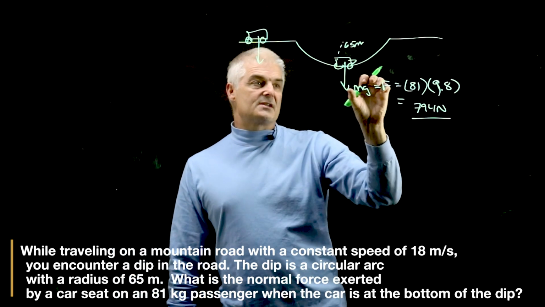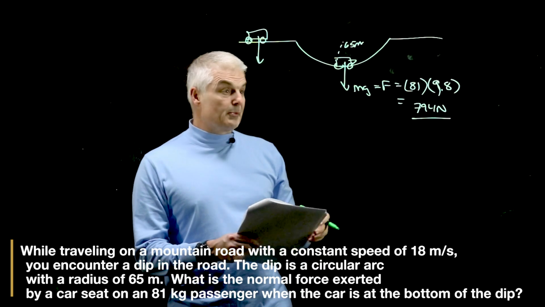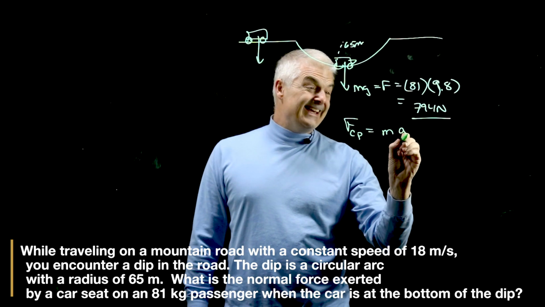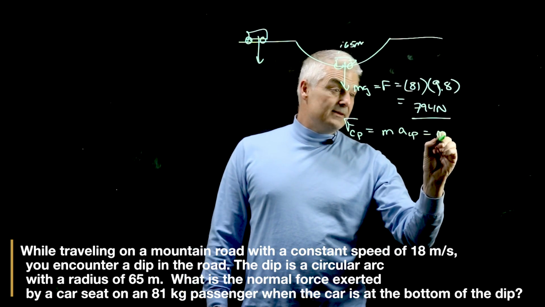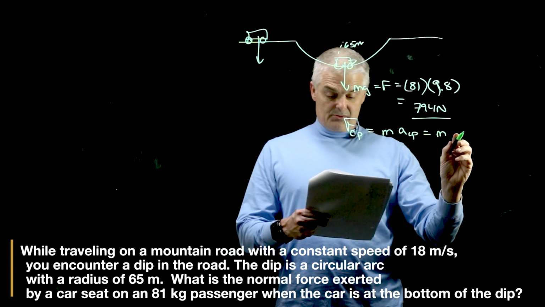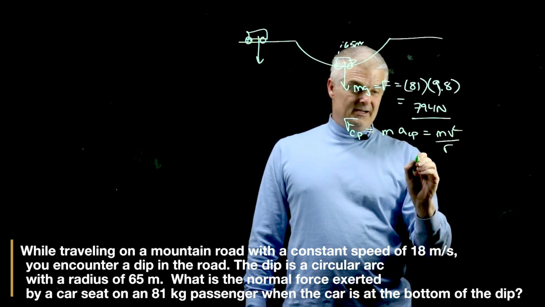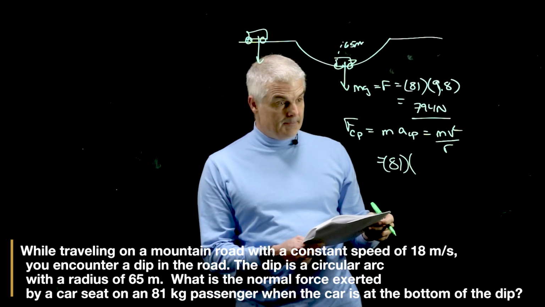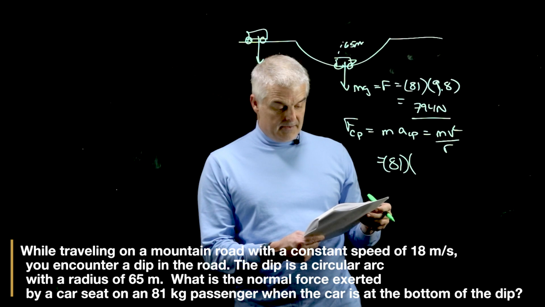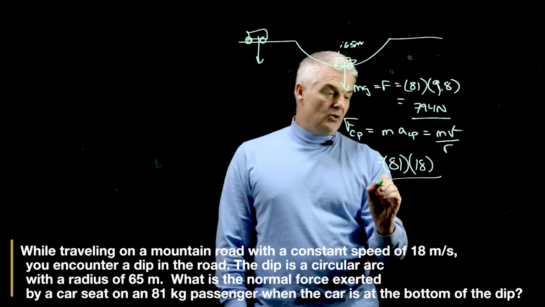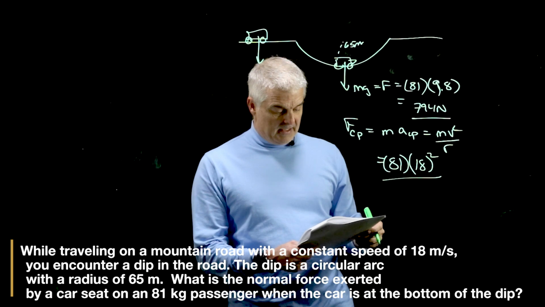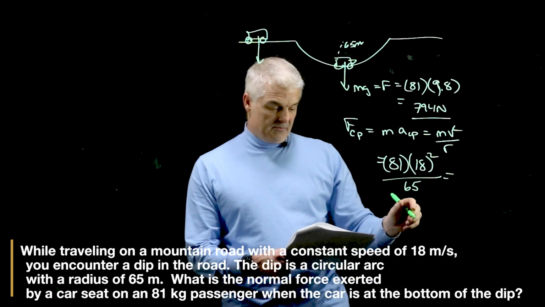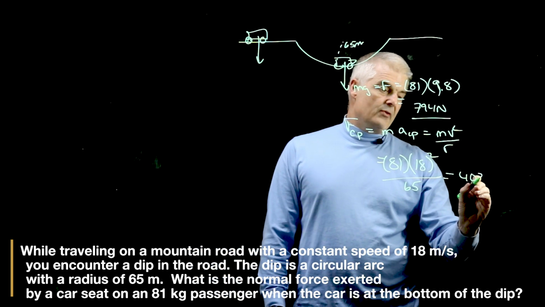So we're going to add his centripetal force. We're going to use the centripetal force equation, remember, we talked about that previously. Centripetal force is equal to m times a_cp, which equals m times, I always forget this equation myself, v squared over r. So now we plug that in. His m is still 81. His velocity, what did they say in the problem? 18 meters per second, squared, divided by the radius of 65 meters. When you work out that number, you come out with 403 newtons.